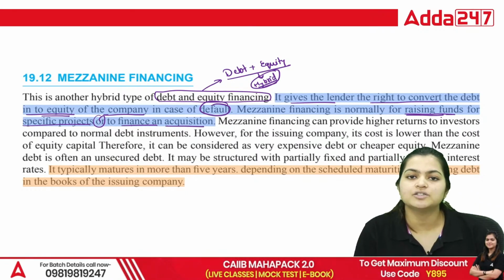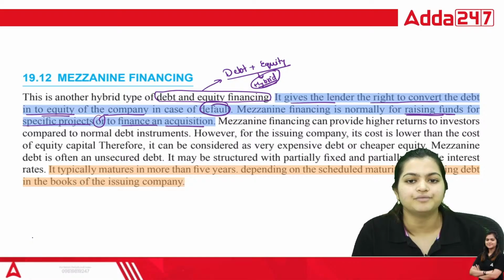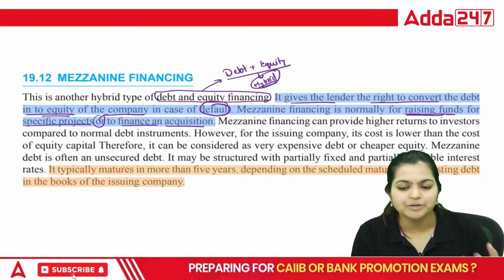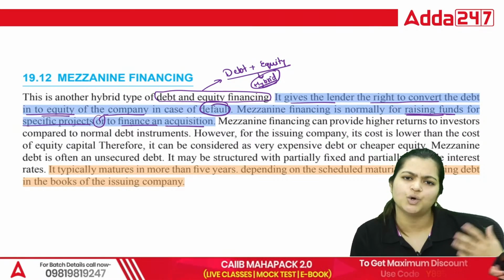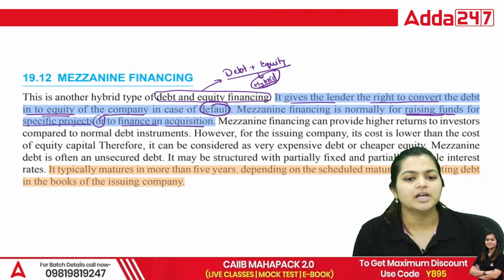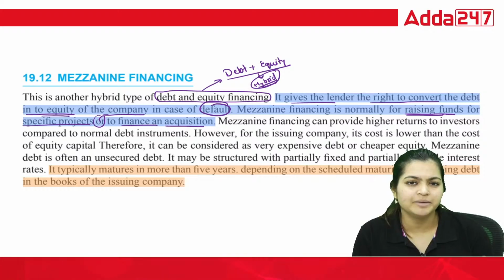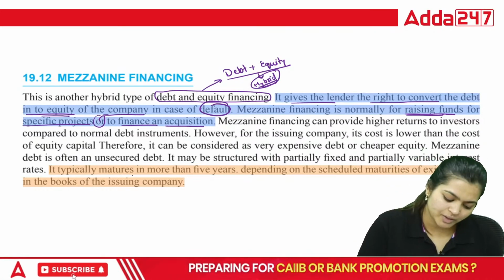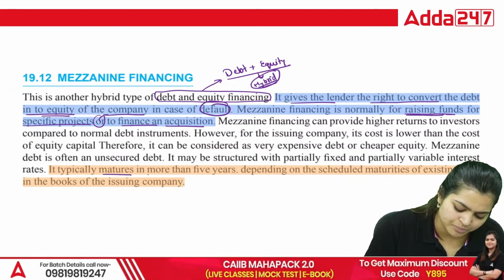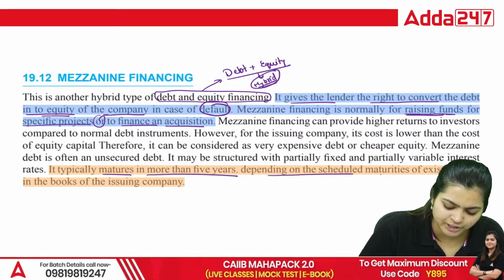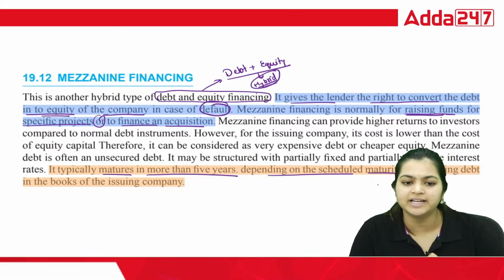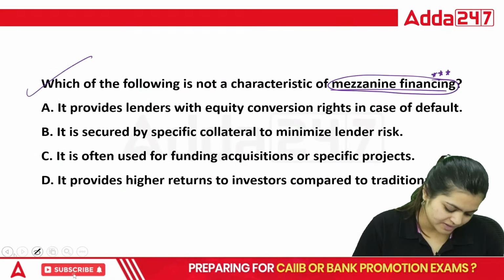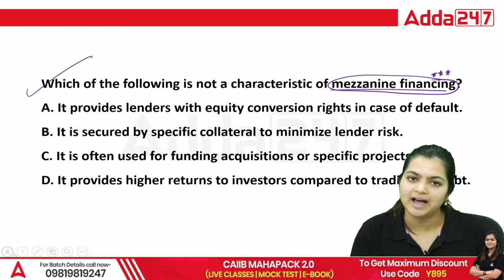So here, which is your correct answer? Why are we taking mezzanine financing? Here we give the right to our debt parties, or you can say investors, so if they are not getting money on time, they can convert it into equity. Yes, it also typically matures in more than 5 years, depending on the scheduled maturities of existing debt in the books of the issuing company. So this is the combination of both your equity and your debt.